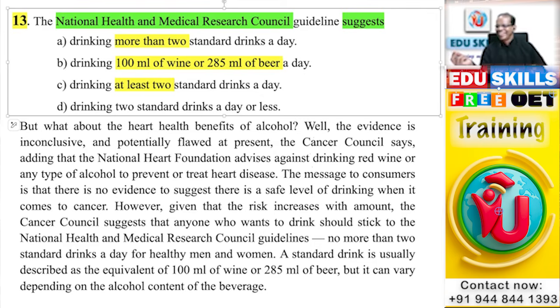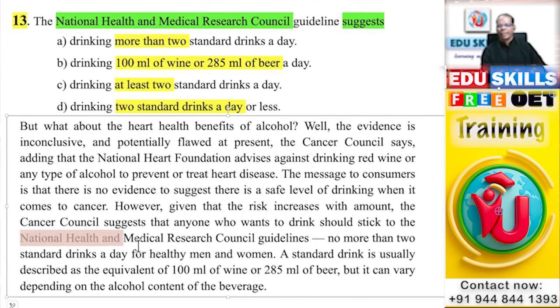At least 2, yeah. Drinking 2 standard. Okay. Now you have to immediately go to the name. Where is the name? National. This is what I said.